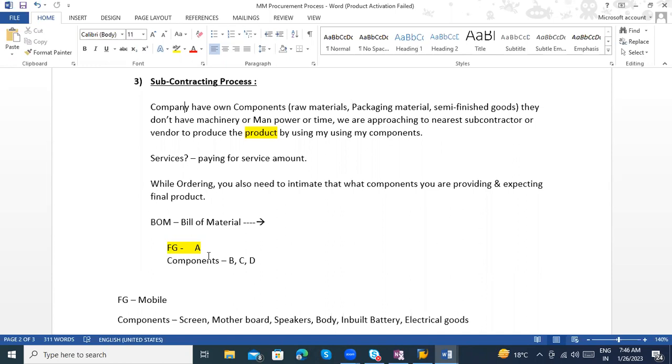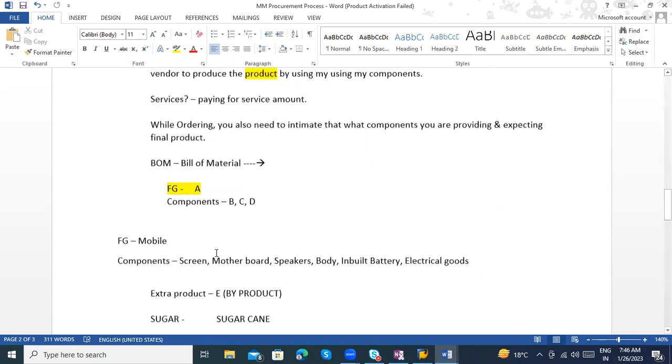So blindly we cannot order the FG product. We also need to be informed that these are the components we are issuing to the subcontractor. So that is the concept of the subcontracting process.